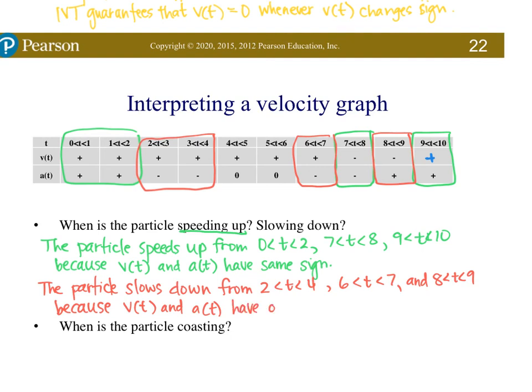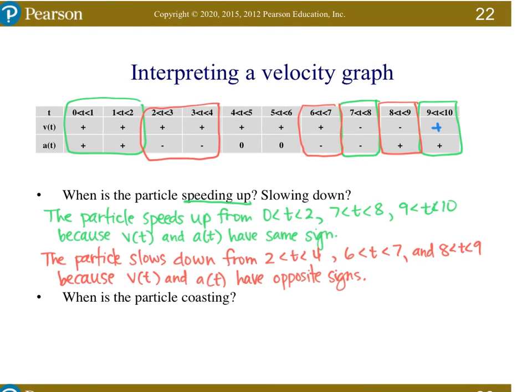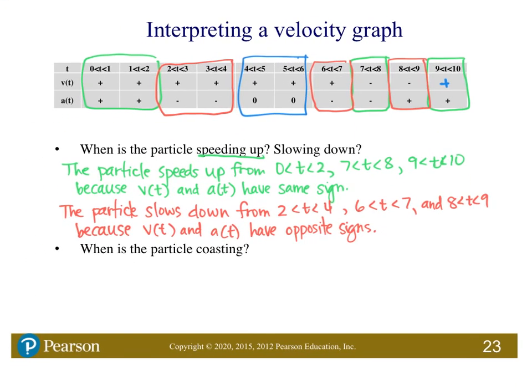have opposite signs. And then finally the coasting, we can recognize that because the acceleration is equal to 0. And so that would happen on this interval here. So the particle coasts on the interval 4 to 6, because that's the only interval where the acceleration is equal to 0. It's irrelevant what the velocity is doing, it's only relevant what the acceleration is doing.